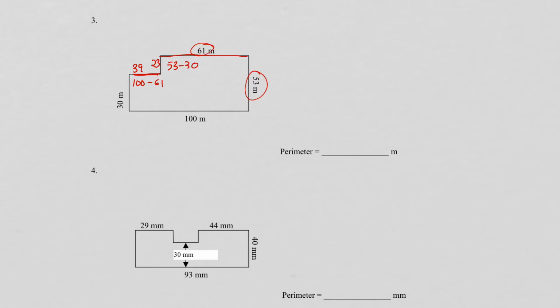All right, so if I start at the left with the 30, I'm going to go up. So that's going to be 39 plus 23 plus 61 plus 53 plus 100. Just add those up and you get 306 meters.